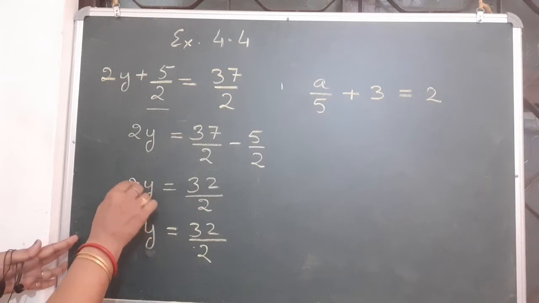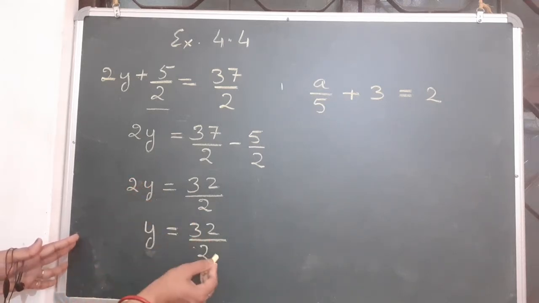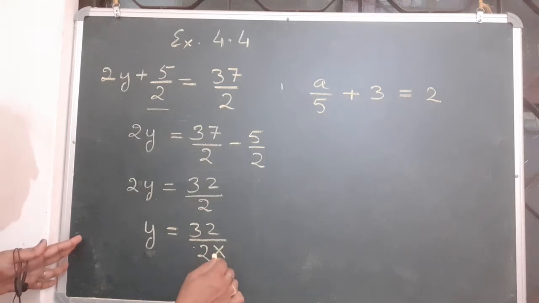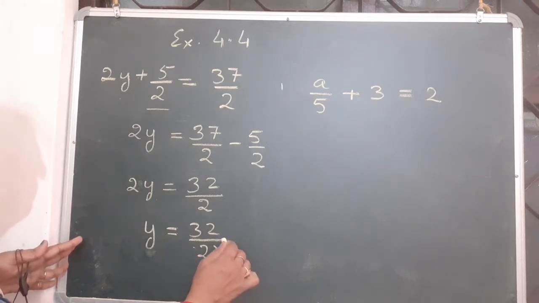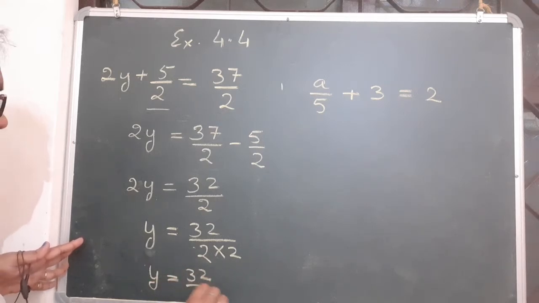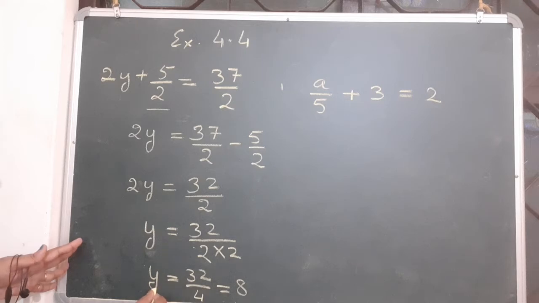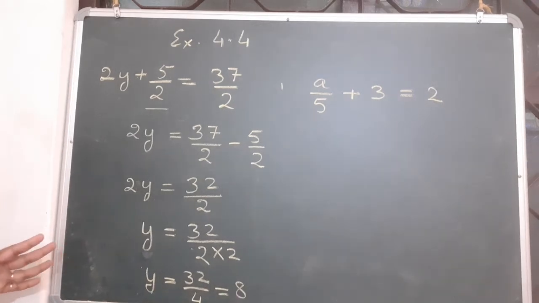Now here there is multiplication. If no sign, this multiplication will come to division place. So we will write into 2. So y is equal to 32 upon 4. That is equal to 4 8s are 32. So the value of y is equal to 8.